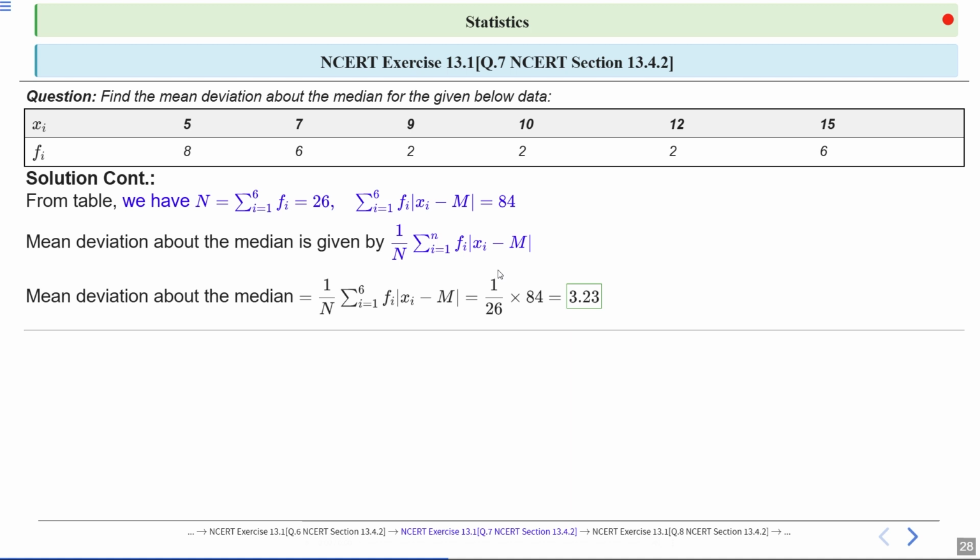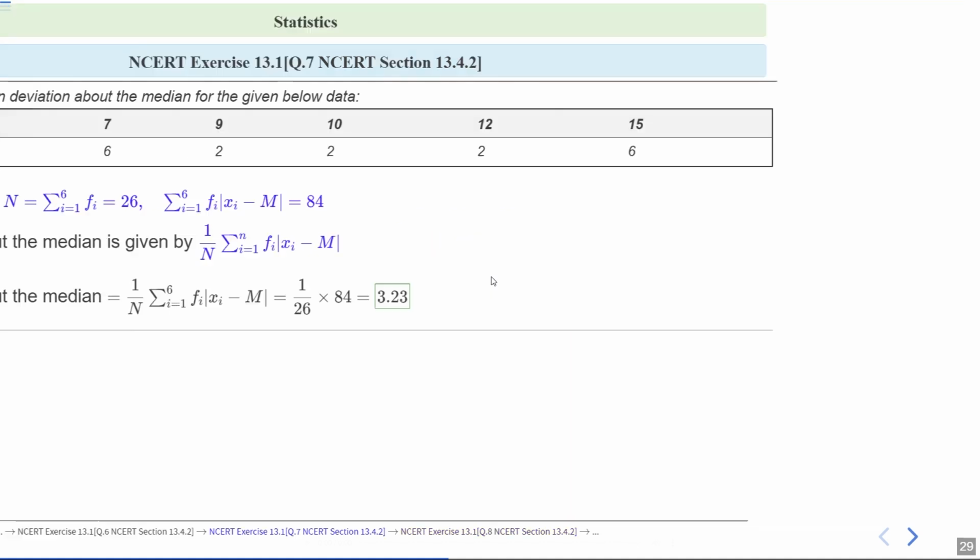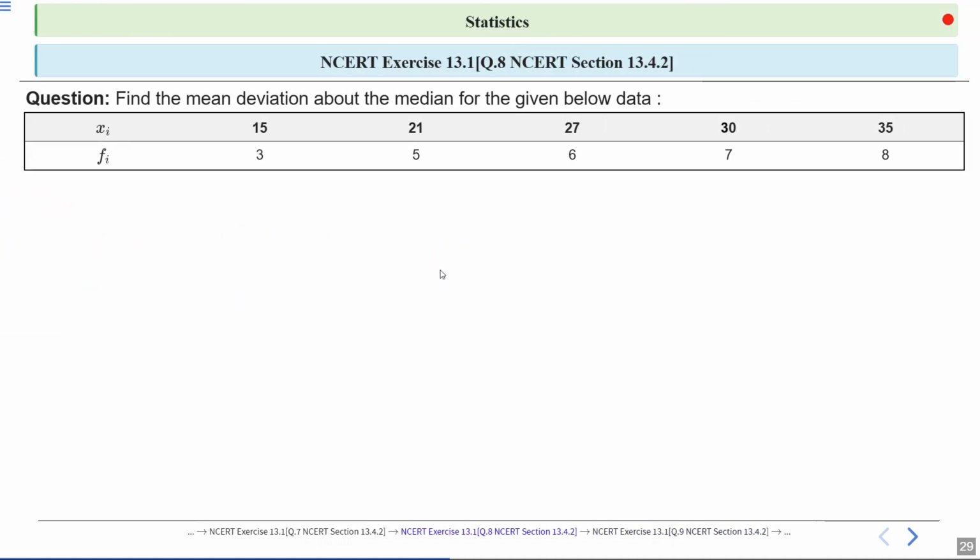So I hope this question is clear to all of you. Now let's move to the next question. Look at question number 8. In this question we have to find the mean deviation about the median for the data given below. In the table, in the first row we have the values of xi, and in the second row we have their corresponding frequencies. First of all, see the table very carefully, and using the given data find the mean deviation about the median. First of all, try it yourself.